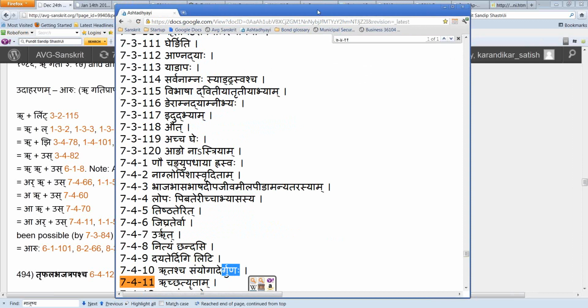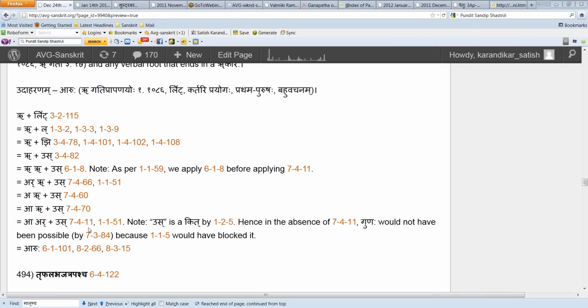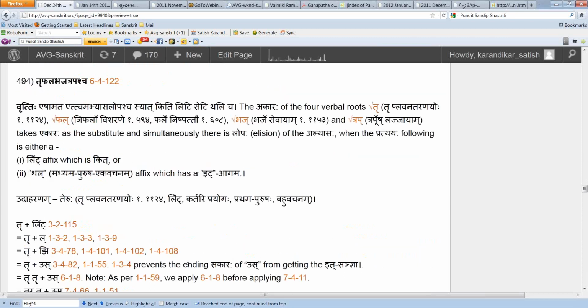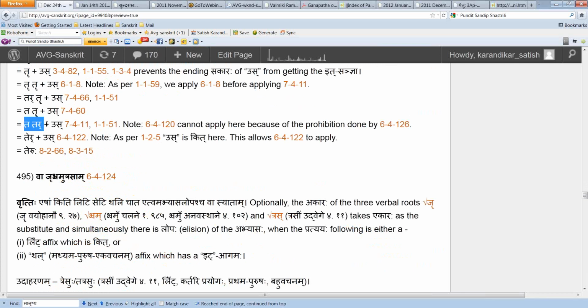So one more time. We did guna adesha with ruti ca tyaru tam. We came to the stage of tar us. It looks like all the conditions for 6-4-120 are satisfied. In fact, they are satisfied. But 6-4-126 says, wait a minute.